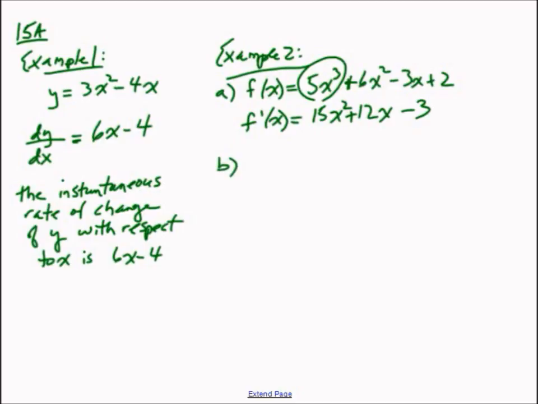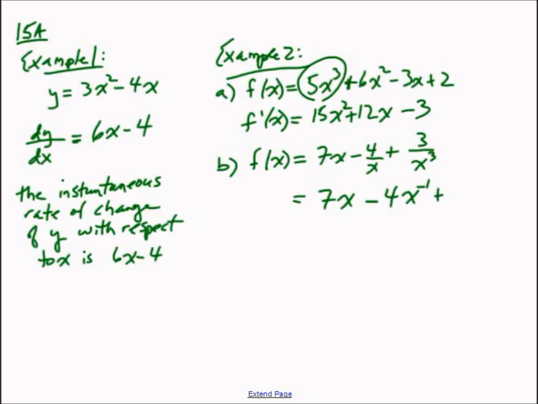B from example 2, f of x equals 7x subtract 4 over x plus 3 over x cubed. Okay, keep in mind we could represent these x's in our denominator with negative exponents. So that is 7x subtract 4x to the power of negative 1 plus 3x to the power of negative 3. Now it's easier to take the derivative. We've got our exponents there.